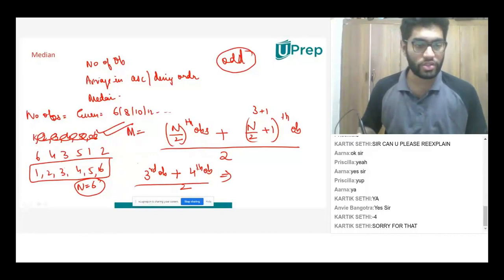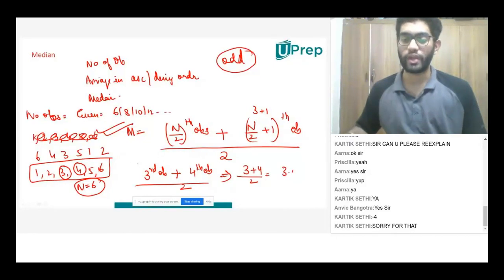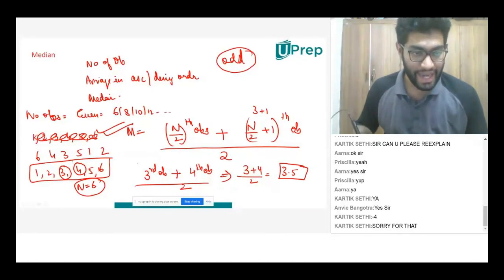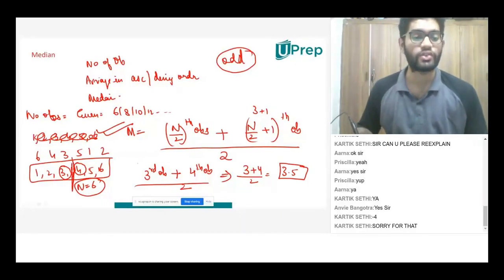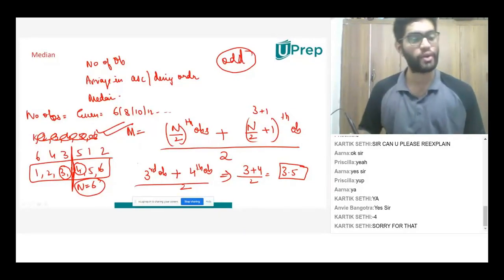What is my third observation? 3. What is my fourth observation? 4. What is (3 plus 4) by 2? 3.5. That means my median is 3.5. That is the exact middle value of the series. What falls exactly in between 1 and 6, guys? 1 plus 6 by 2, 7 by 2, 3.5.